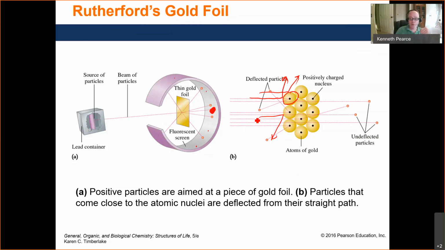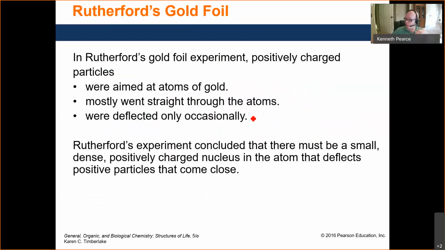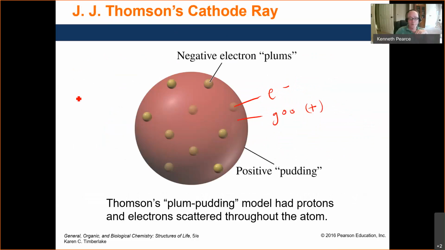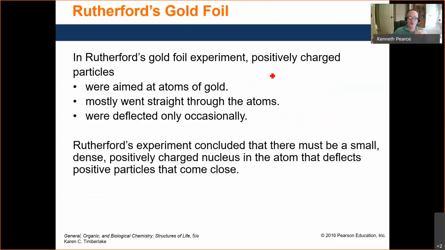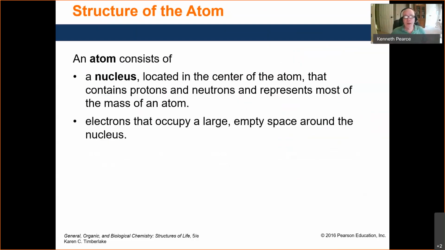And so what does that mean? It means that this plum pudding model cannot possibly be correct because everything comes sailing through like there's nothing there. Okay? And every now and then you bounce off of something. And that's the nucleus. And so the conclusion is that atoms are mostly empty space. And it has a small, dense nucleus in the middle that deflects the particles. Okay? And so electrons are around the nucleus.